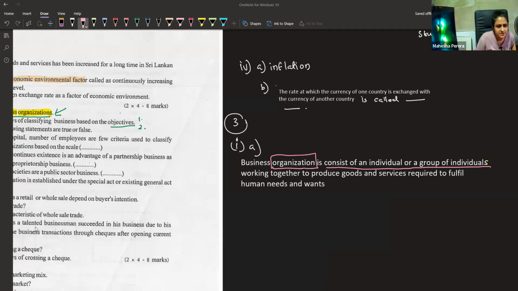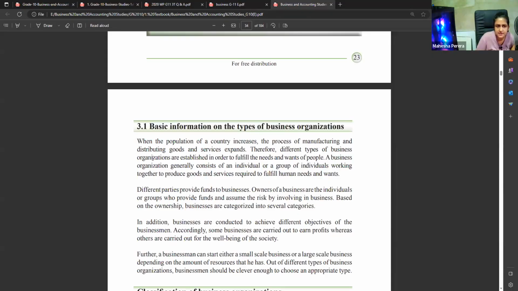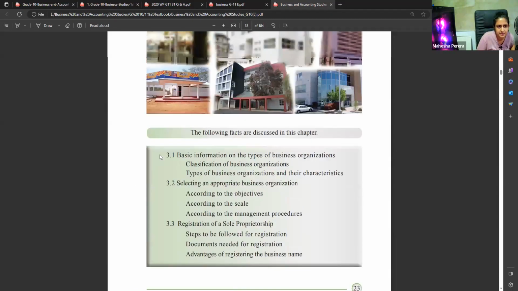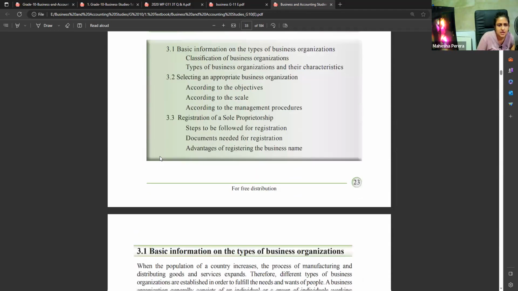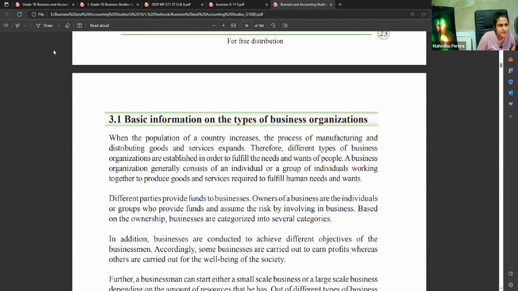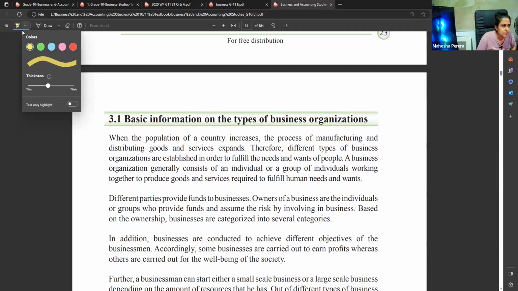Right, look at this side. I'm going to show you the textbook. This is the grade 10 textbook, chapter 3, business organizations. Look at this. I'll highlight and show you.